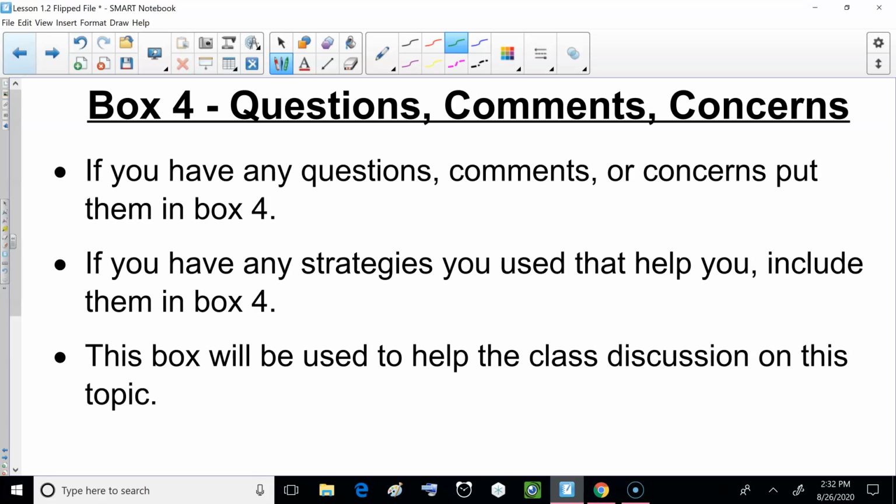So notice, like I said, if there are any questions or comments or things you're not sure about, this would be a great spot to write these in your notebook, and we'll use these as talking points as we discuss what we need to do moving forward. If you have any strategies that have helped you, please include those as well, because sometimes your ideas can also help other students in the class learn.